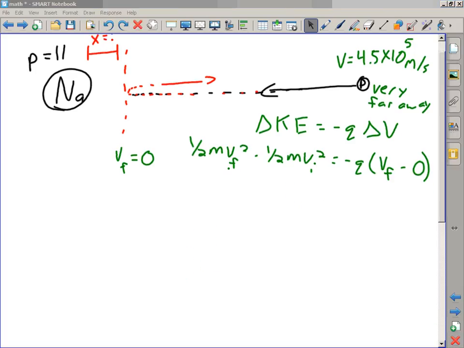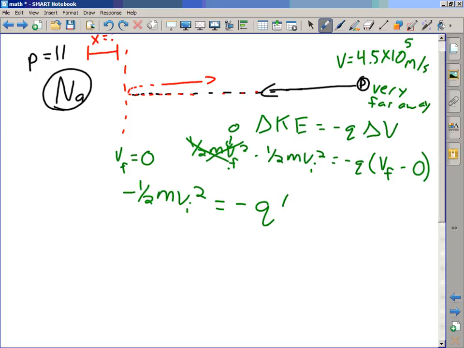Here, calculate the voltage. We said the final velocity is 0, so this entire term goes away, leaving me with negative 1/2 m v_i squared equals negative q times the final minus initial voltage. Initial being 0, it's just V_f, the final voltage. Okay? All right, let's plug in some numbers.